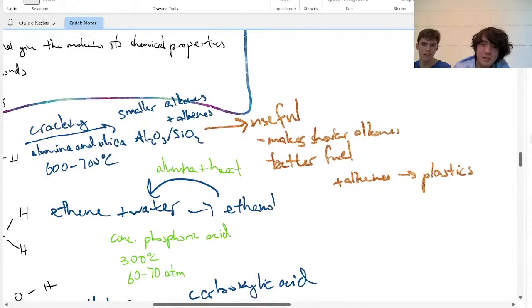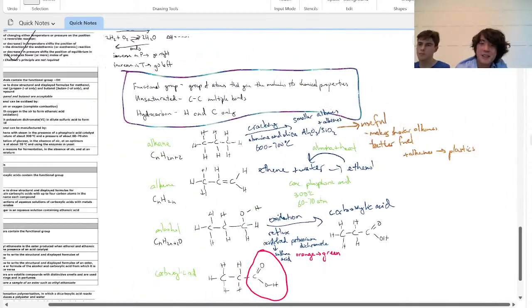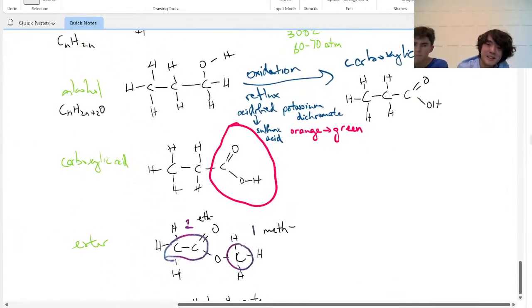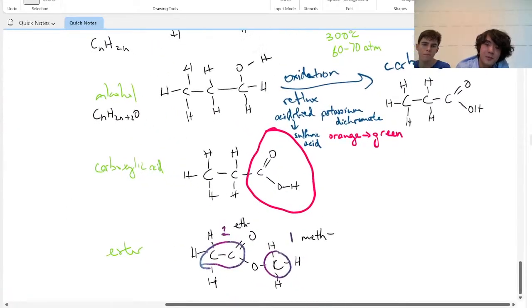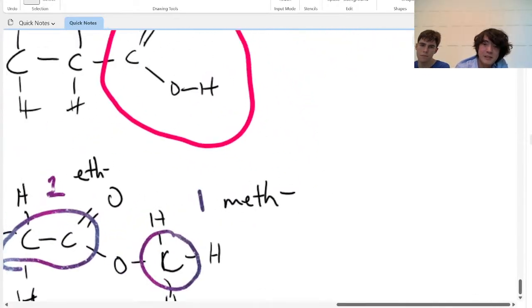For organic? No, for useful. Right. Carboxylic acid. You also need to know how to make an ester.